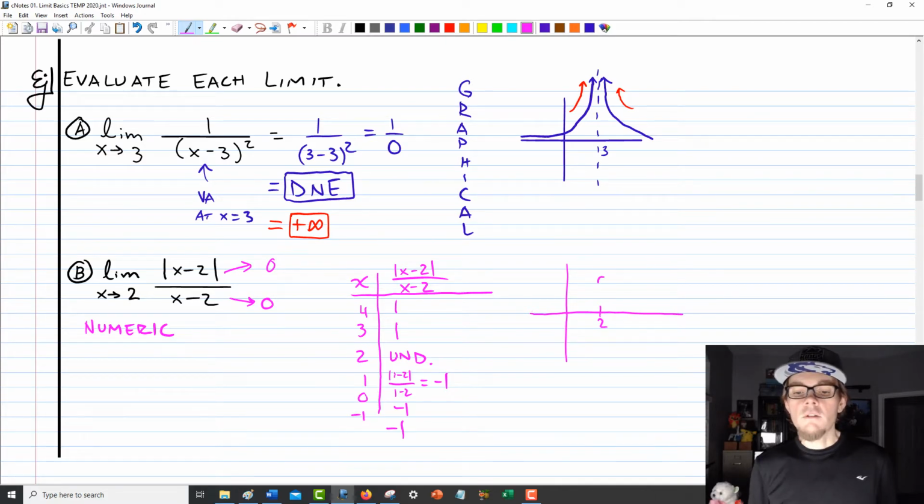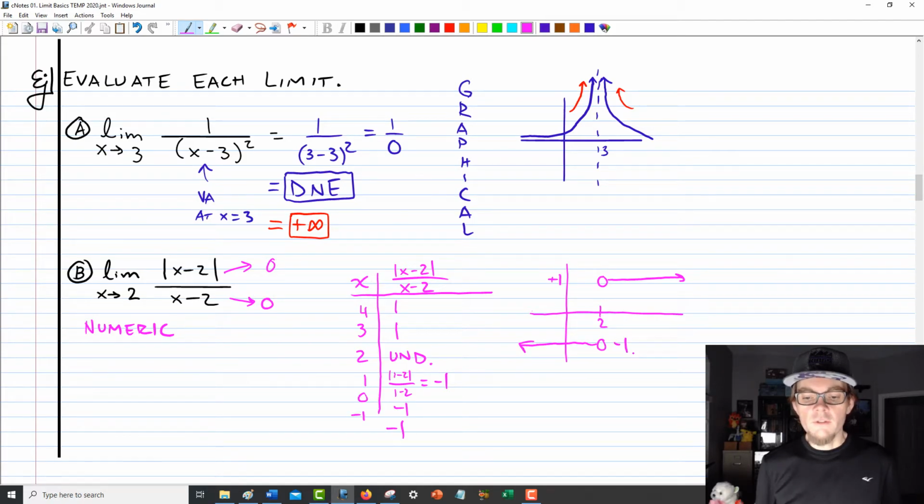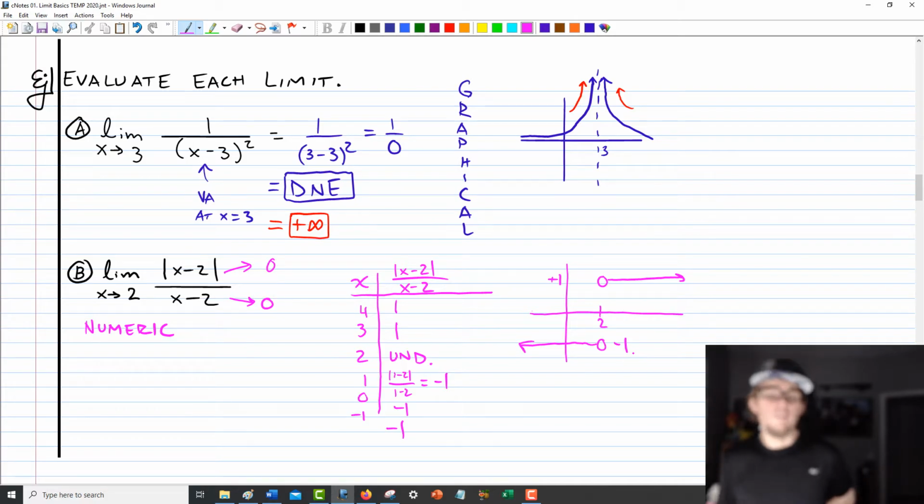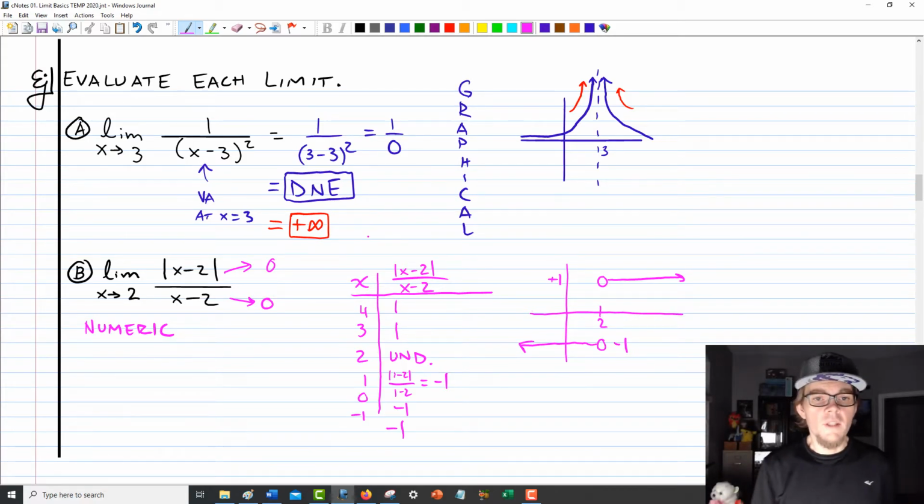But for values larger than 2, it appears that all of the y values are approaching positive 1. Whereas for all the x values less than 2, it appears that all of our y values are approaching negative 1. So in this case, at first it kind of throws you. There's a ton of stuff going on.